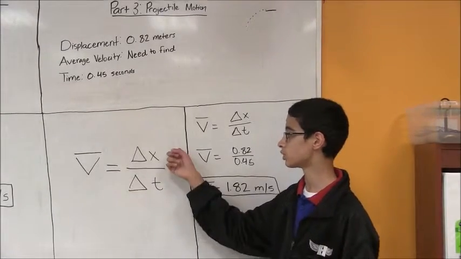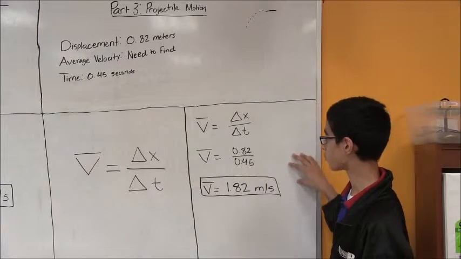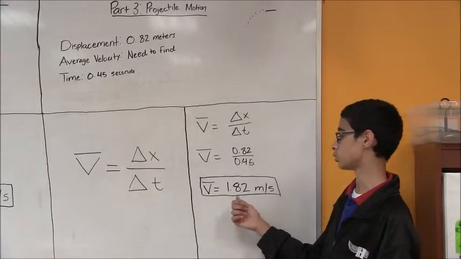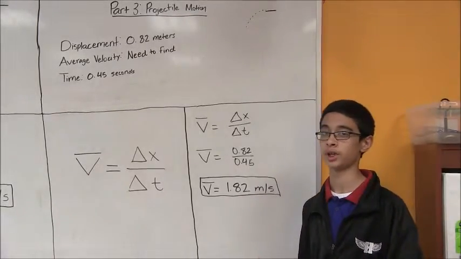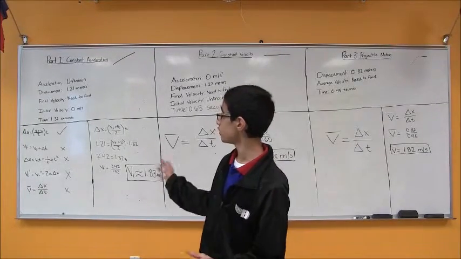Once again, I can use the kinematic equation: average velocity is equal to displacement over change in time. As you can see, after performing the necessary calculations, I obtained the result that the average velocity is equal to 1.82 meters per second.